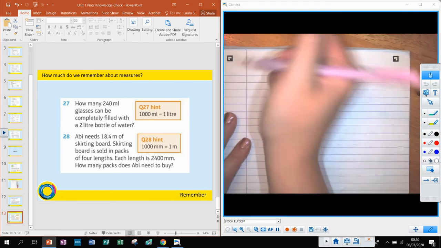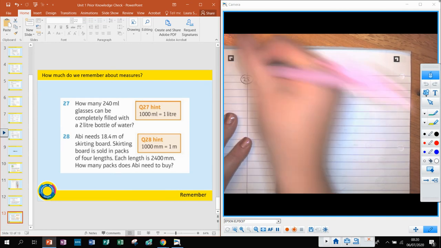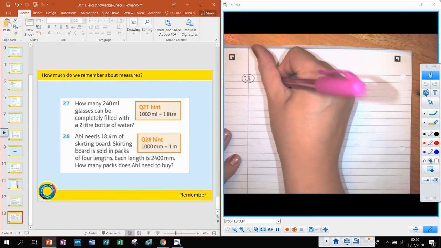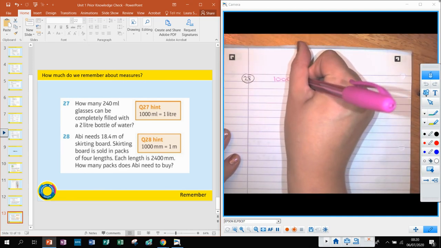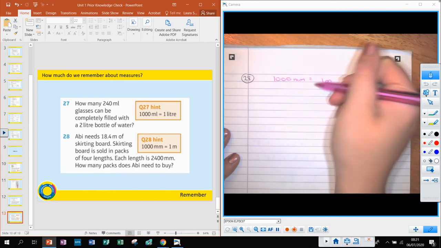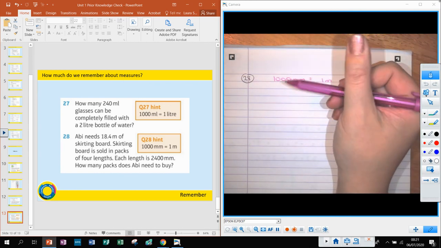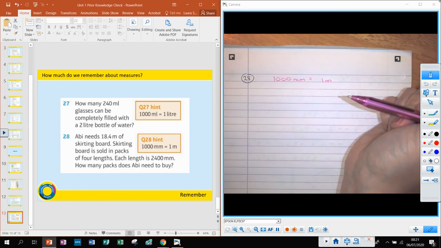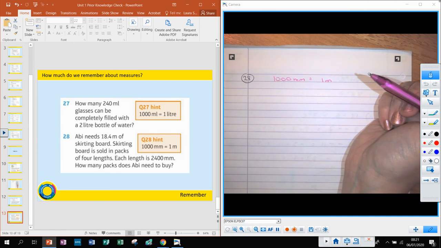Okay, and question 28. Abby needs 18.4 meters of skirting board. All right, before we continue the question, let's look at this hint. We're clearly going to need it. So we have 1,000 millimeters is equal to 1 meter. Why is that? Well, that's because there's 10 millimeters in a centimeter and 100 centimeters in a meter. So that's nice of them to give you that hint, but you might have to figure it out yourself.